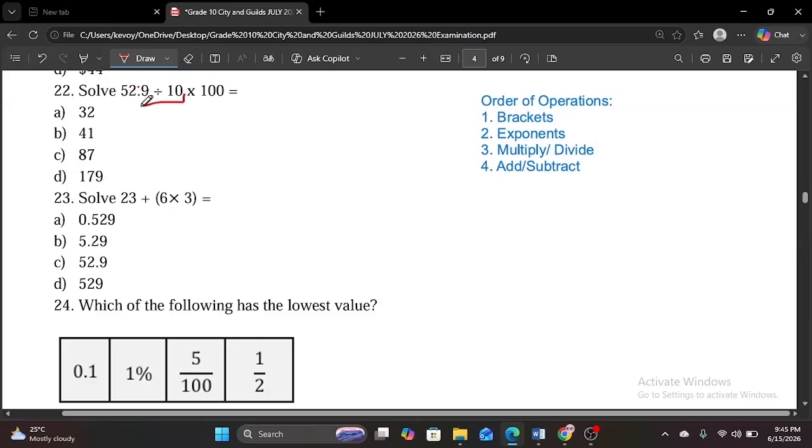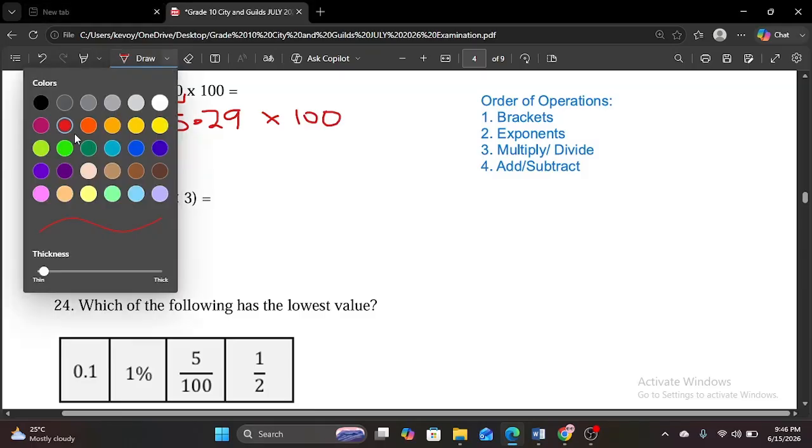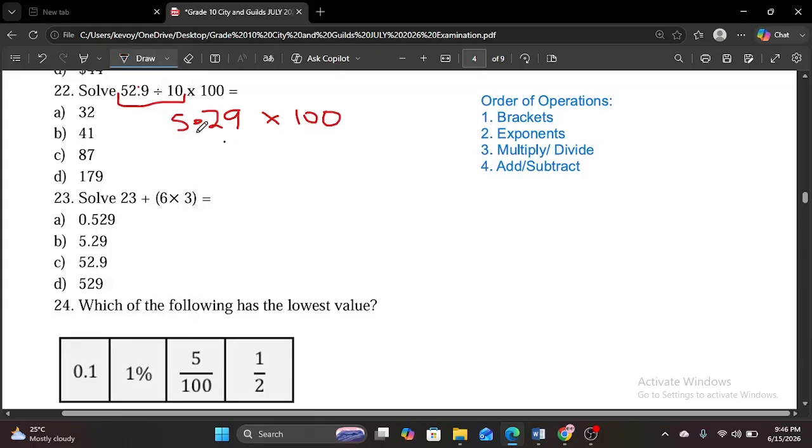So this right here, 52.9 divided by 10, we're just gonna move our decimal point. So that's gonna be equal to 5.29. Afterwards, you multiply that by 100. So that's gonna be equal to, we move the decimal point 2 times, because we're multiplying by 100, and 100 has 2 zeros.